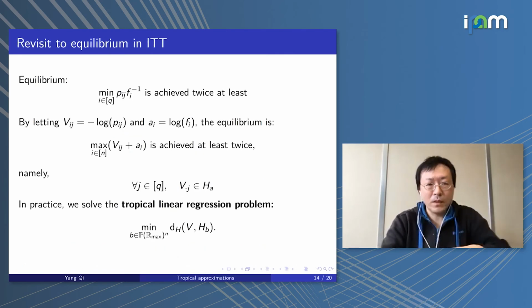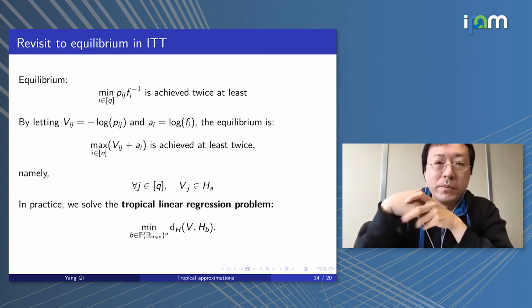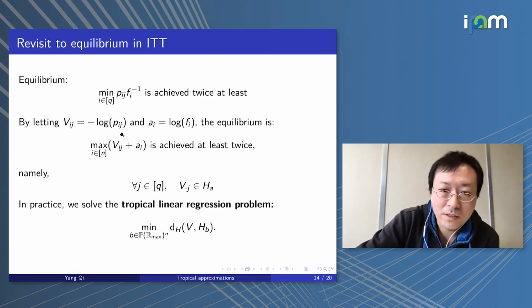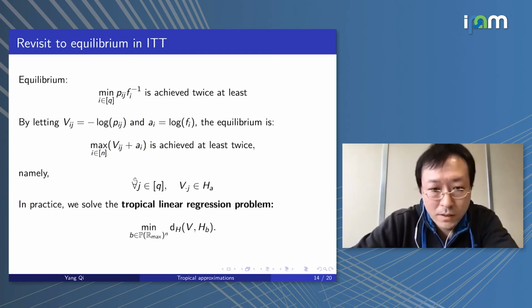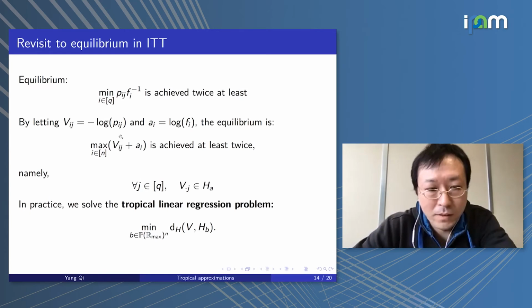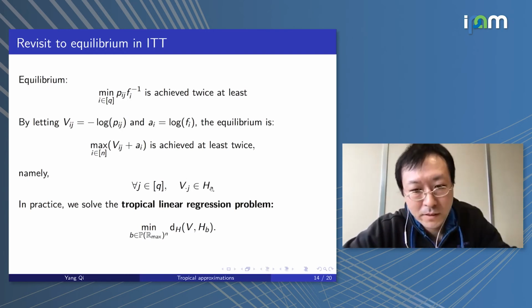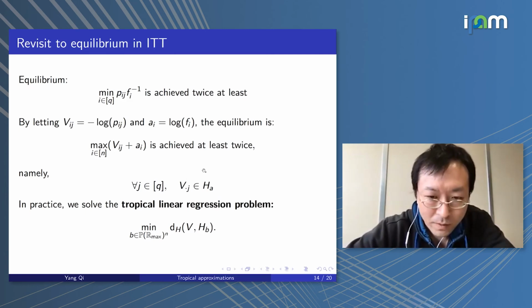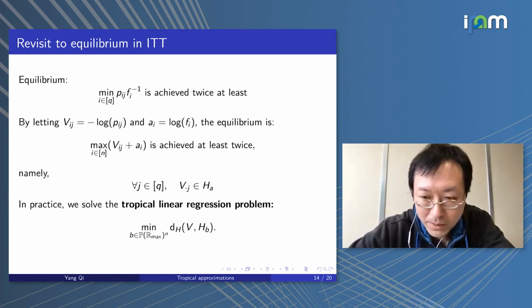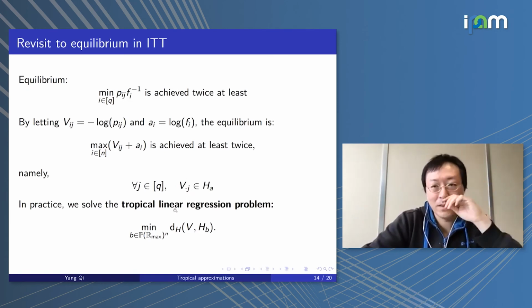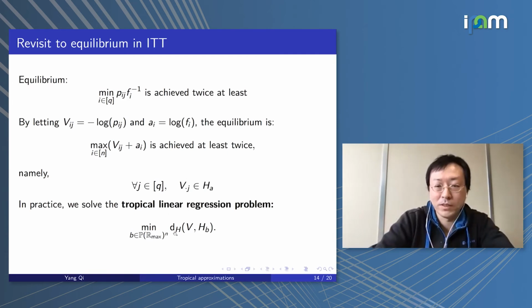Okay, now we can revisit the problem of the equilibrium of the market of invitations to tenders. Just recall that, in fact, after a change of variables, the equilibrium is just that the maximum of V_ij plus A_i is achieved twice. That means each column of matrix V is inside a hyperplane H_A. But in practice, if we have many rounds of bidding prices, they cannot lie in a hyperplane. So what we do is find the best hyperplane approximation, which is just our tropical linear regression.